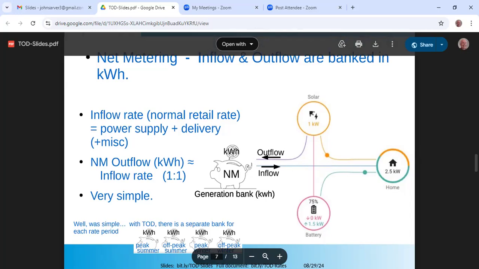With net metering, the piggy bank that they would have is in units of kilowatt hours. So if you send out 1 kilowatt hour, okay, you've got another kilowatt hour in your piggy bank.